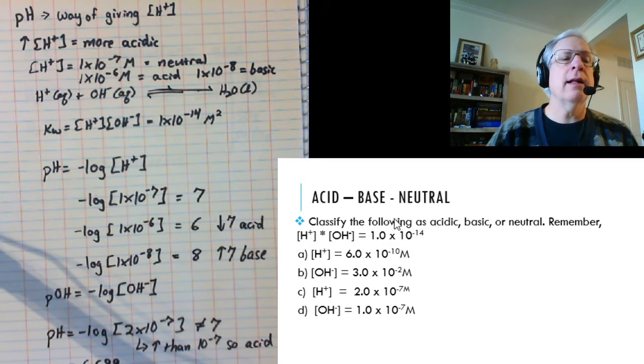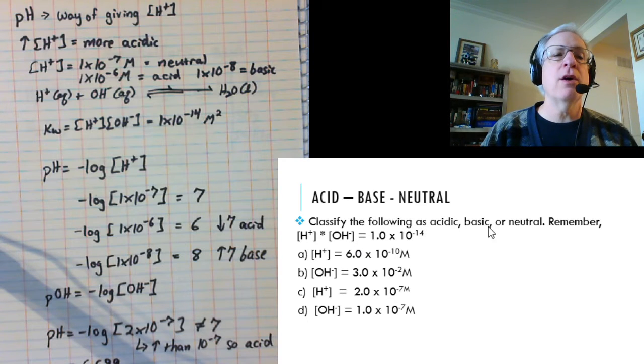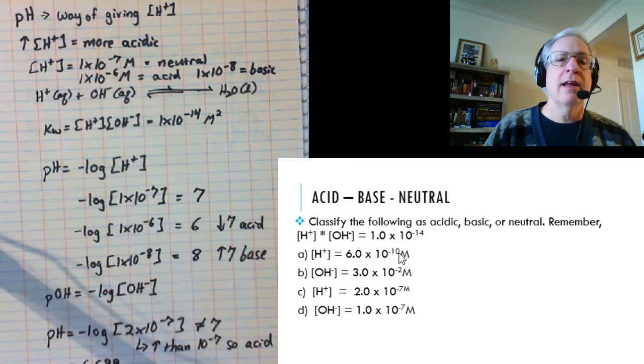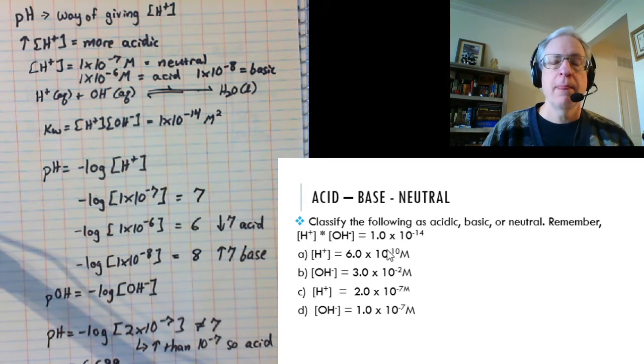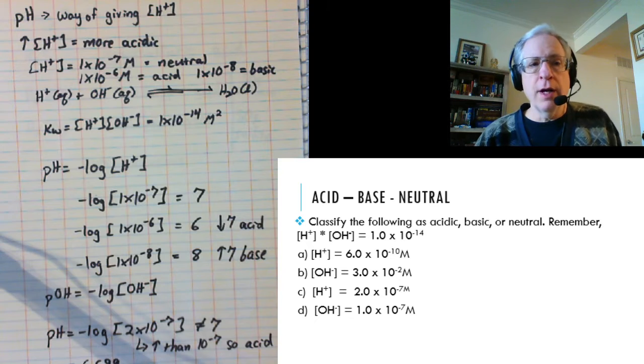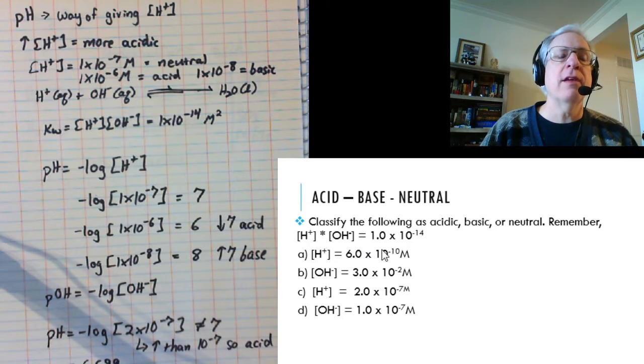Classify the following as acidic, basic, or neutral. If I have a hydrogen ion concentration of 6 times 10 to the negative 7th, that is less than 1 times 10 to the negative 7th. A larger negative power means a smaller number. So this would be basic.